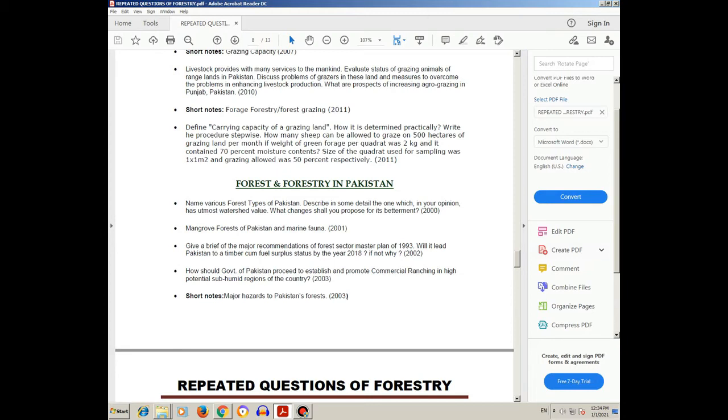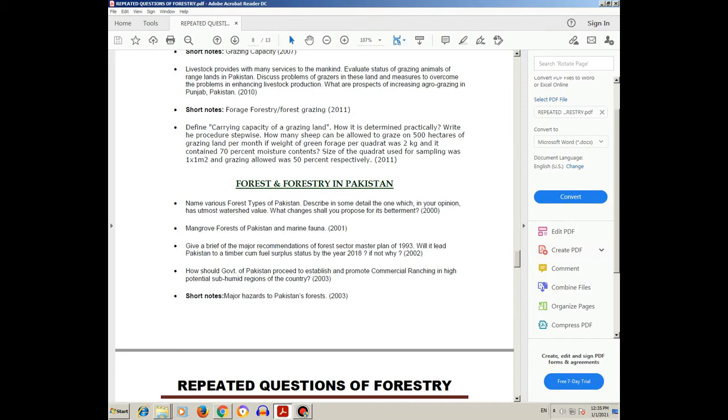2001 Give a brief of the major recommendations of the Forest Sector Master Plan of 1993. Will it lead Pakistan to a timber-cum-fuel surplus status by the year 2018? If not, why? 2002 How should the Government of Pakistan proceed to establish and promote commercial ranching in high-potential subhumid regions of the country? 2003 Short Notes, major hazards to Pakistan's forests.